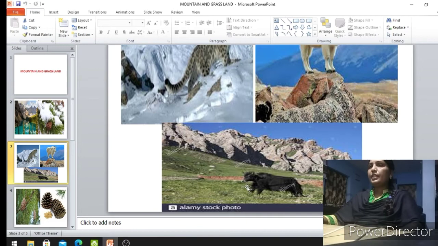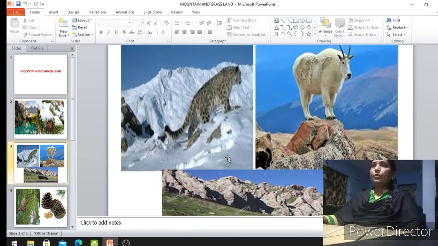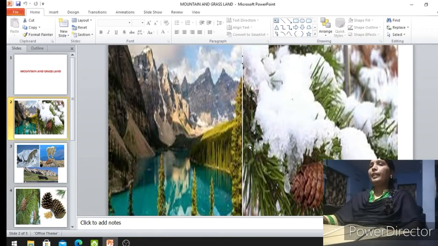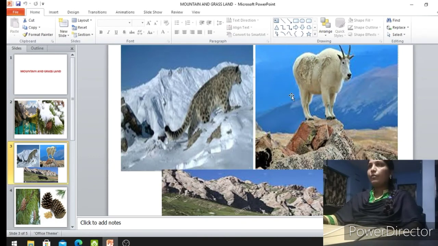Right, children? And next when we see, there is one more animal which lives on mountains and it's also showing a camouflage character. So these are the adaptations shown by the plants and animals which live on mountain areas. So mountain habitat you understood, and the adaptations shown by the mountain animals and plants you understood, right?